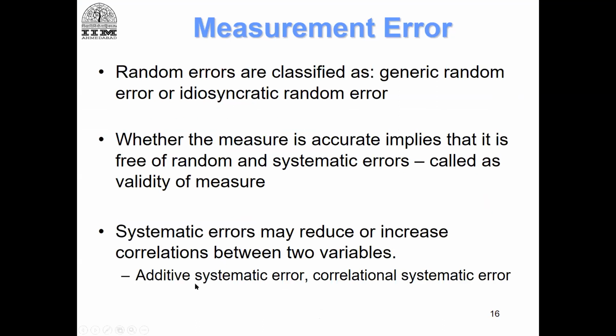systematic errors can be additive, that means no change in correlation, and they can be correlational, that means the systematic errors will change correlations on the higher side as well as on the lower side. That means you cannot capture whether there is a systematic error or not by looking at the correlations between the items. And most of our statistical techniques are based on correlations.